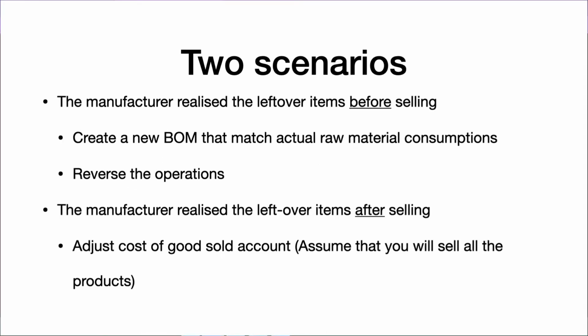This one is very easy. However, sometimes you have sold it already, right? The manufacturer realizes the leftover item after selling. When you have sold it already, it is very hard to do the reverse operation because the customer has paid the bill already, and you may have some finance transactions, so this does not work. So what you have to do is adjust the cost of goods sold account, assuming that you sell all the product. I mean, whenever you make the product, we assume that you sell all of it anyway, right? I don't think you would produce maybe 10 products and sell only one and leave the other 9 in the warehouse for that long.